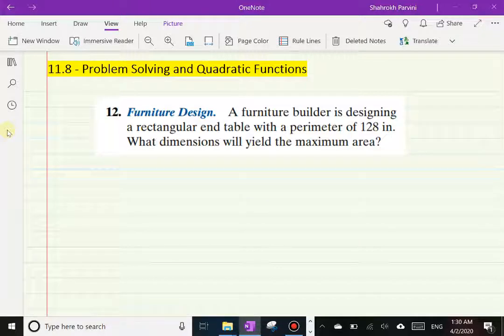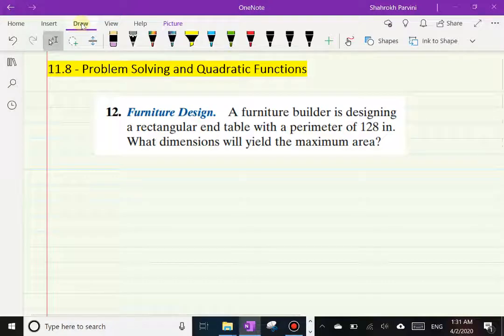Okay, so let's take a look at this exercise and see how we're going to model this as a quadratic function. The question reads, a furniture builder is designing a rectangular end table with a perimeter of 128 inches. What dimensions will yield the maximum area? Okay, so we want to know what dimensions will yield the maximum area.